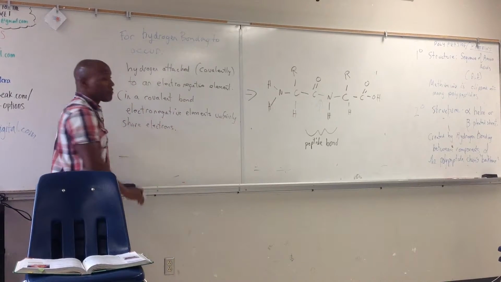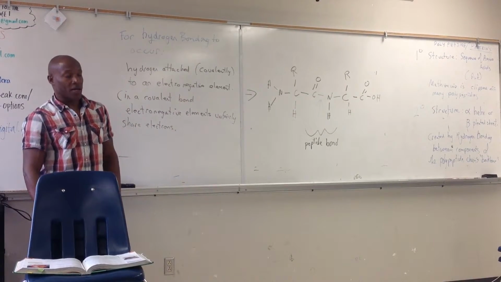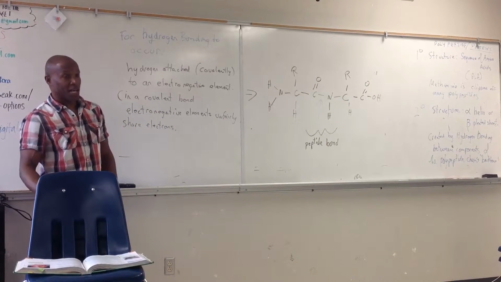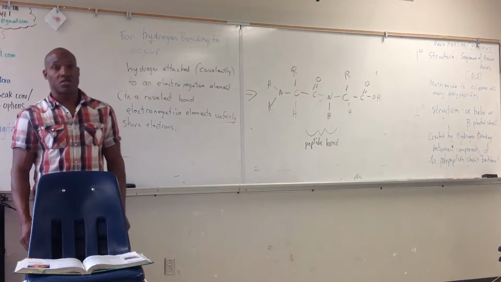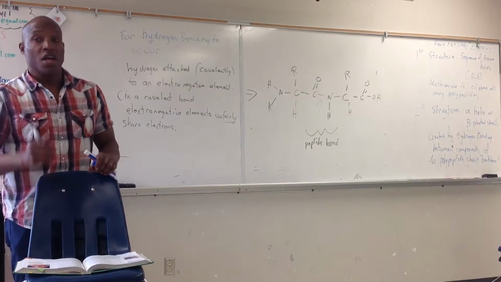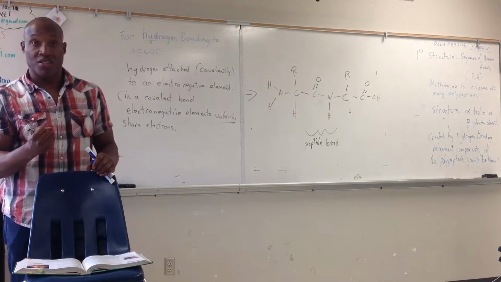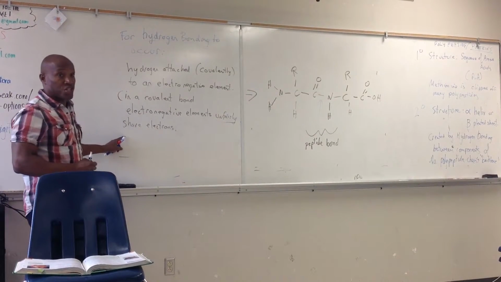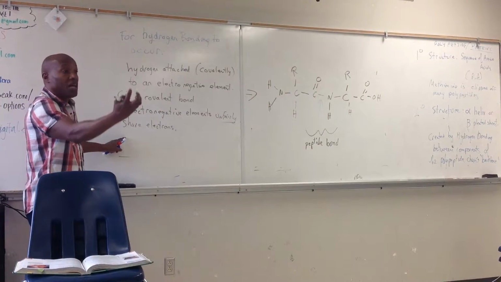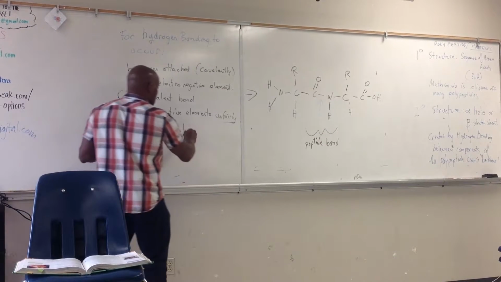So I'm going to use the word unfair, not because it's a good biological term, but because it helps us understand. These elements are hogs and bullies. They do not share well. They pull electrons towards them. So electronegative elements unfairly share electrons. They pull the electron density towards them.